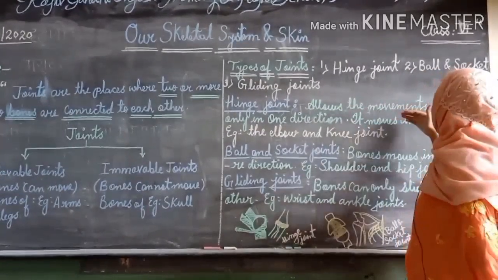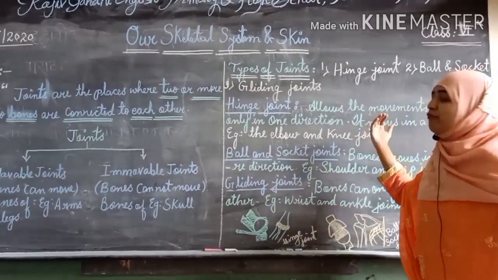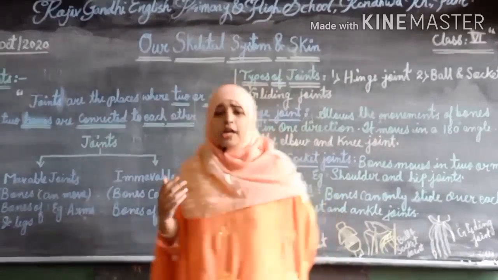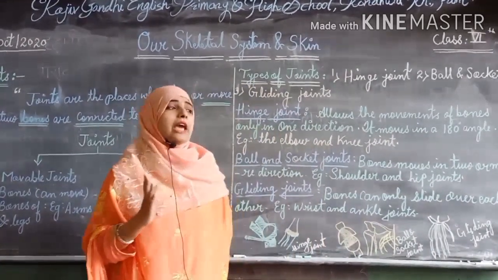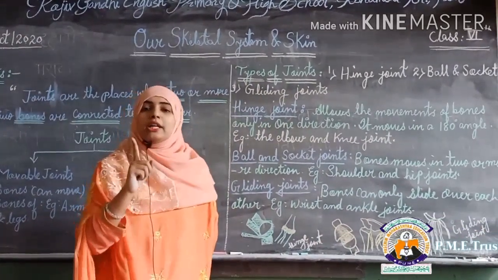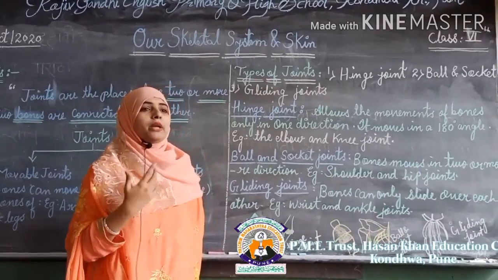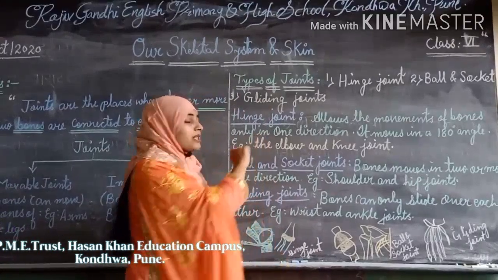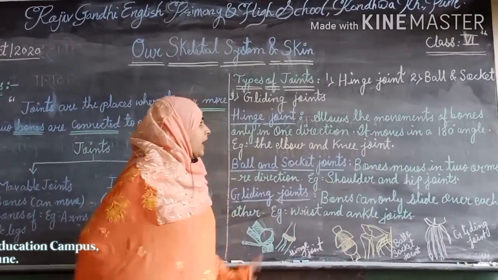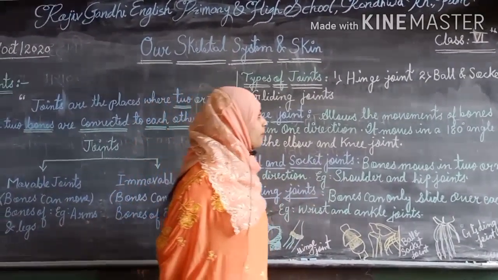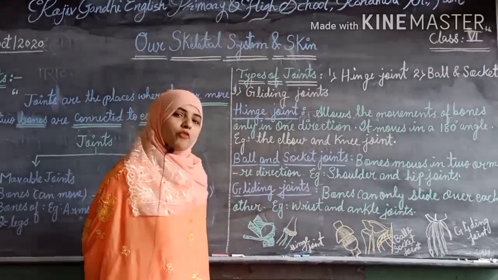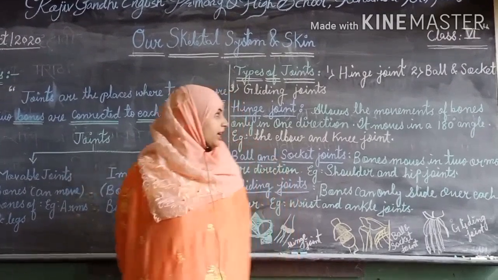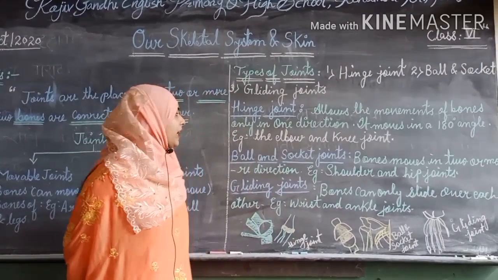A hinge joint allows the movement of bones only in one direction. How is it possible? How do these bones move? They move only in one direction. That's why it is known as a hinge joint. The bones' movement is only in one direction. It moves in a 180 degree angle.